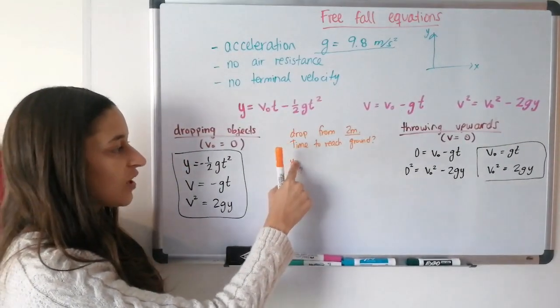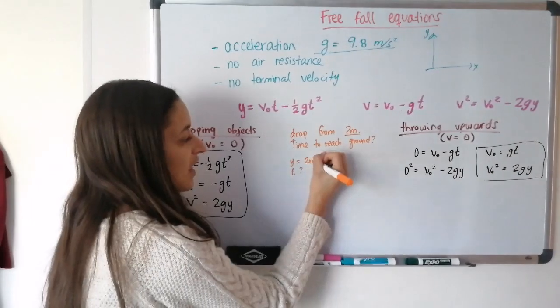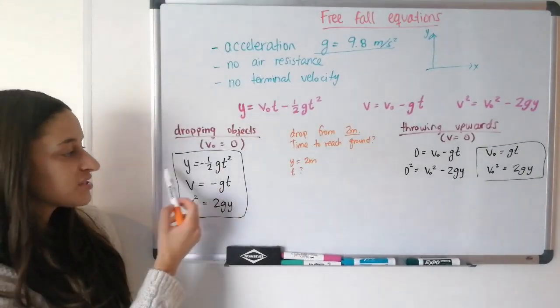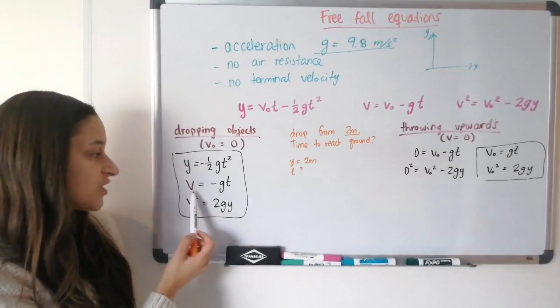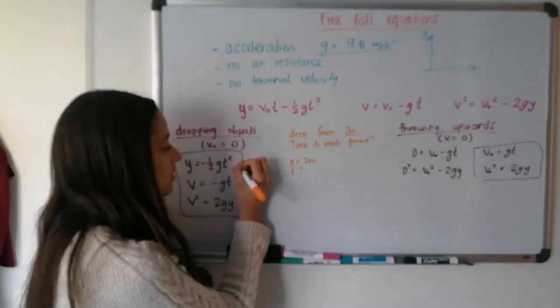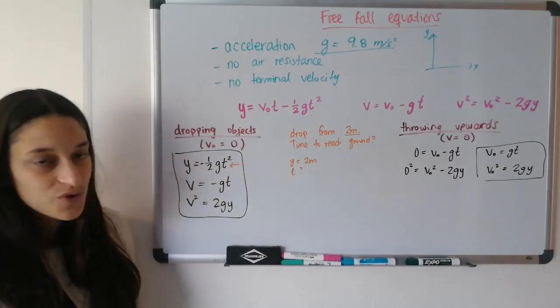We have y, and y is 2 meters. And we're looking for time. So this equation has y and t. Notice that it's the only one that has y and t. This one has v and t, and this one has v and y. So the only equation we can use is this first one.